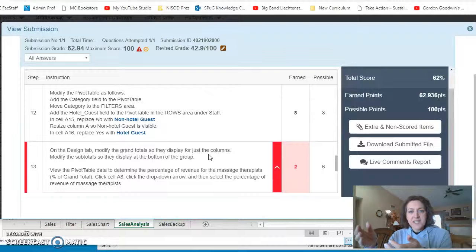So the way the pivot table is now, I believe that if you applied step 13, it wouldn't award you the points because it wouldn't be looking for the subtotals where they're placed, because the construction of the pivot table isn't the way that the system's expecting it to be. Do you see what I'm saying? So you could do one or the other.